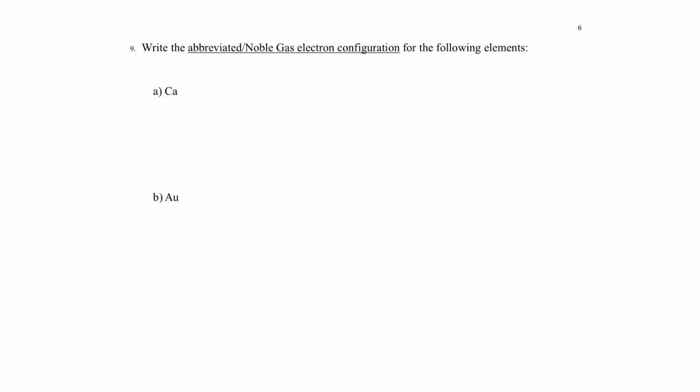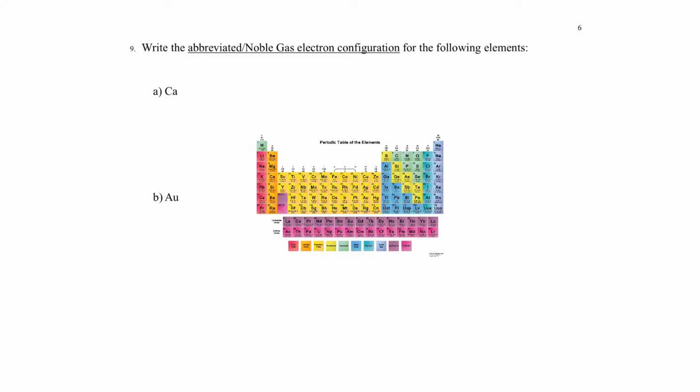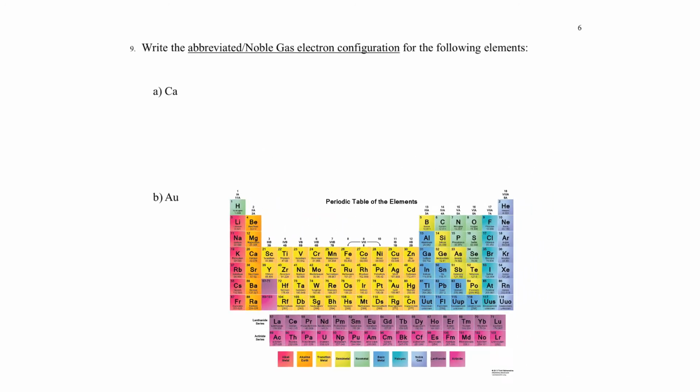In our next question, though, it asks about the abbreviated, the shorthand, or the noble gas configuration. They're all just different names for the same thing. So, how would we do these? Same process. Instead, though, of having to write all of the different electrons, we can use a noble gas to represent some of the earlier electrons, and then we just have to fill in what's left, essentially.